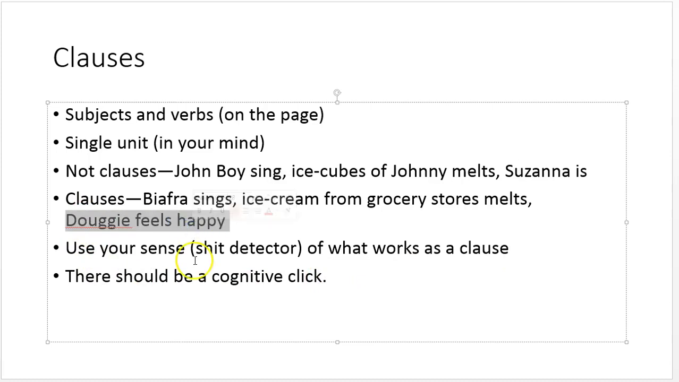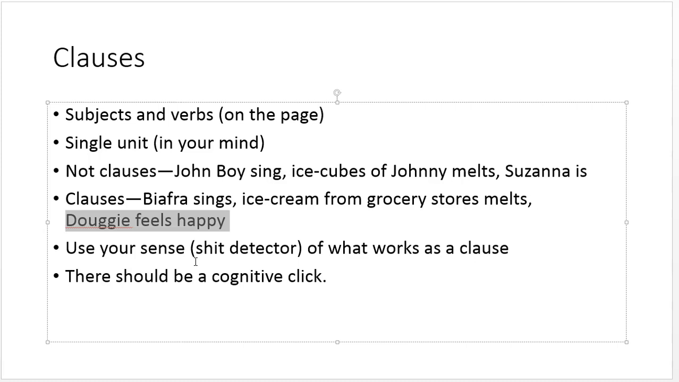"Dougie feels happy" is actually a linking clause. Dougie feels, he doesn't touch anything. I'm just describing his state of being. He needs that complement, happy. That clicks. Dougie feels happy. That makes sense. Okay? So clauses click.